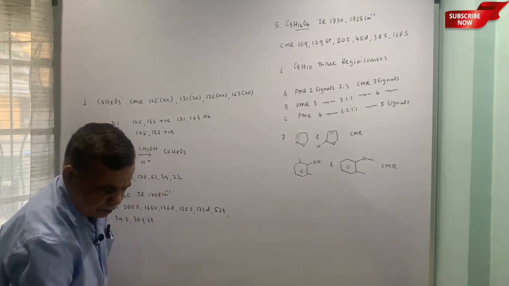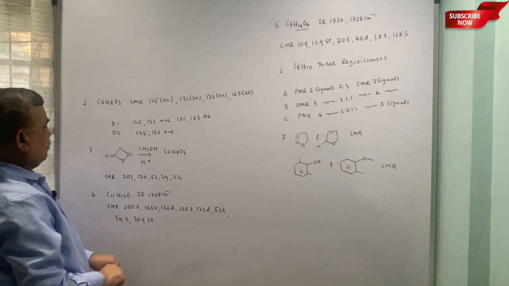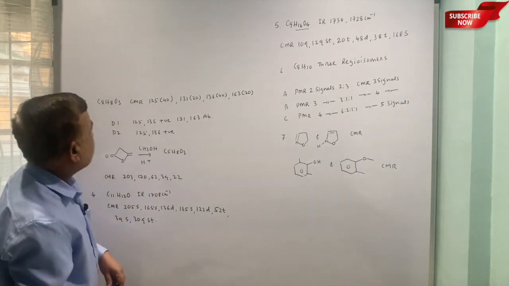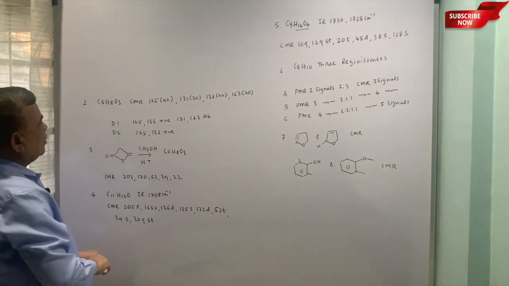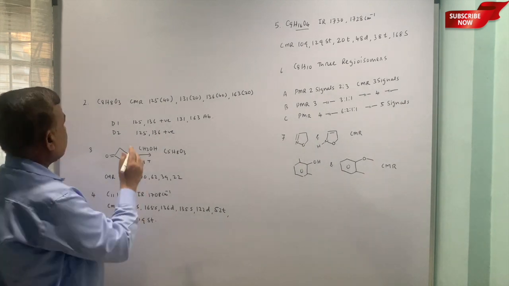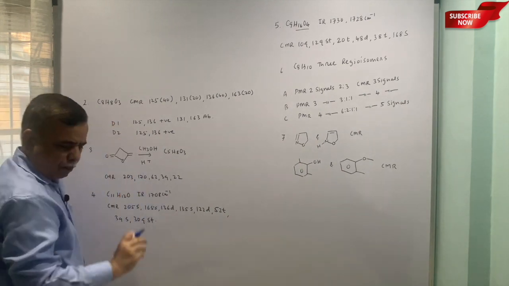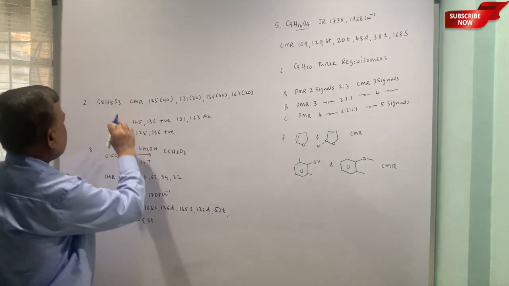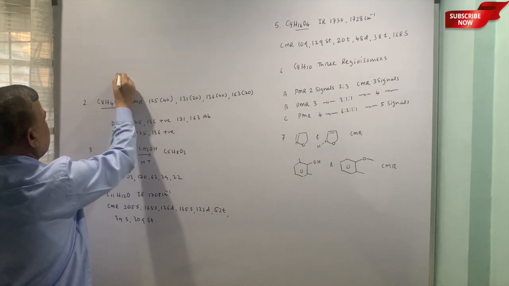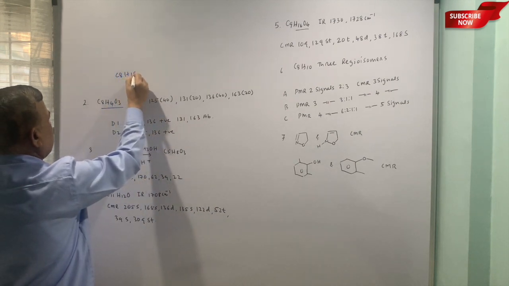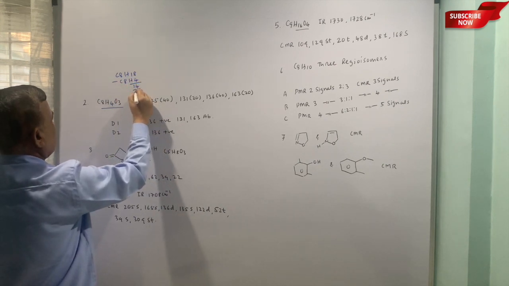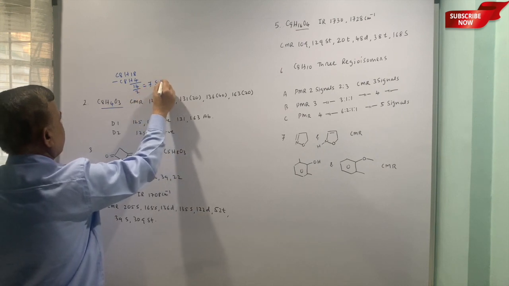The second example, C8H8O3... C8H18, C8H4, not H8, C8H4. C8H18 minus C8H4, 14 by 2, that is 7 degrees of unsaturation.